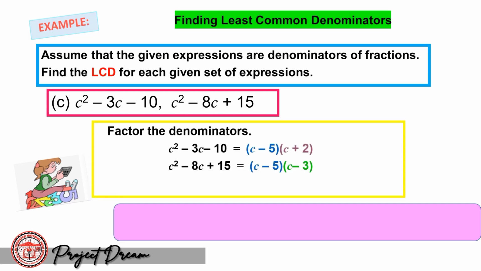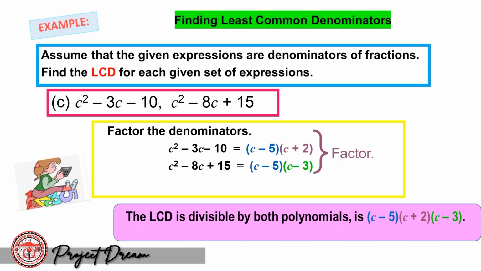Factor the denominators. The first one is c minus 5 and c plus 2 for c squared minus 3c minus 10. And the second one is c minus 5 and c minus 3 for c squared minus 8c plus 15. Then, the LCD is divisible by both polynomials. Therefore, we have c minus 5, c plus 2, and c minus 3.